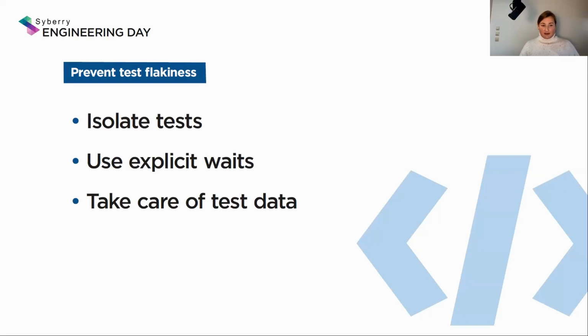The first one is to isolate your tests. We should ensure that each test case is fully independent and doesn't rely on the state or results of other tests. This reduces the chances of test interference. Another one is to use explicit waits. When dealing with asynchronous operations or waiting for elements to be displayed in UI tests, use explicit waits to ensure that you wait for the expected condition to be met before proceeding.